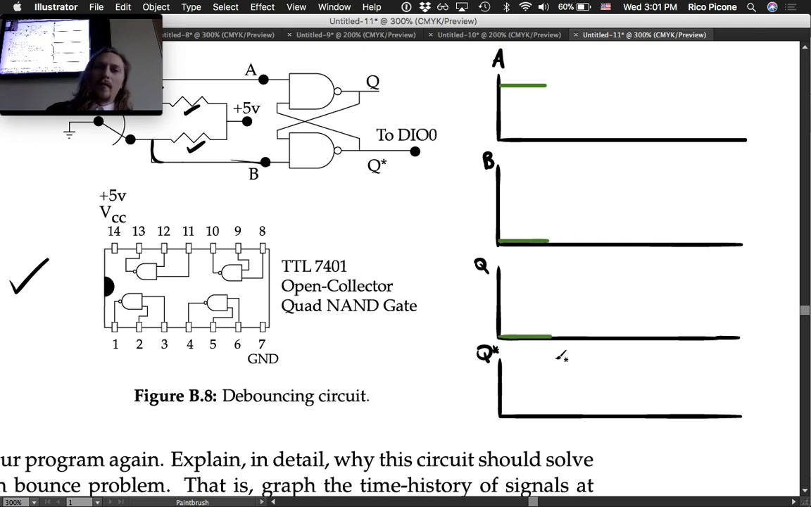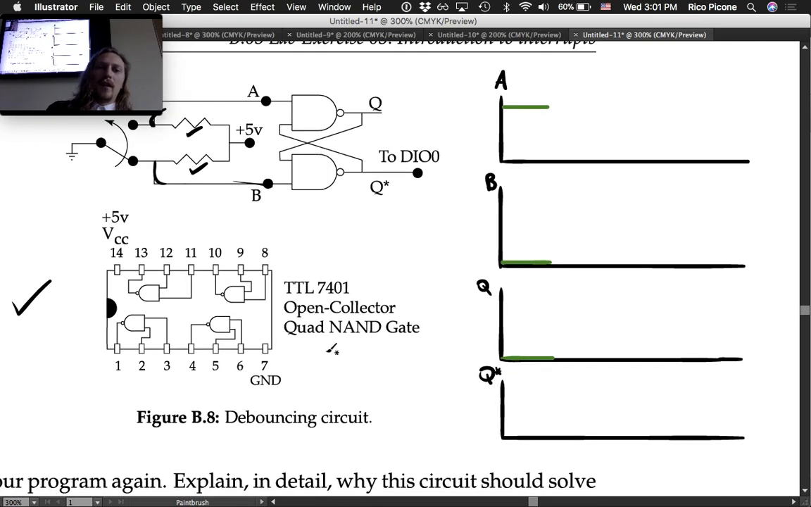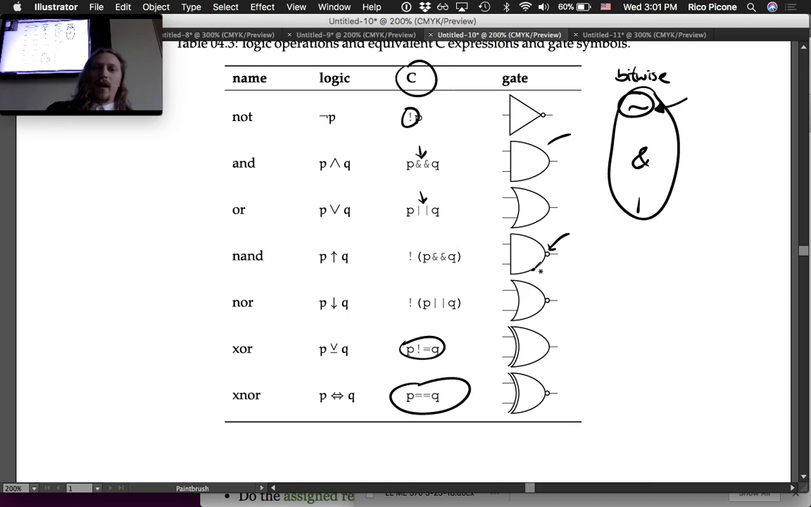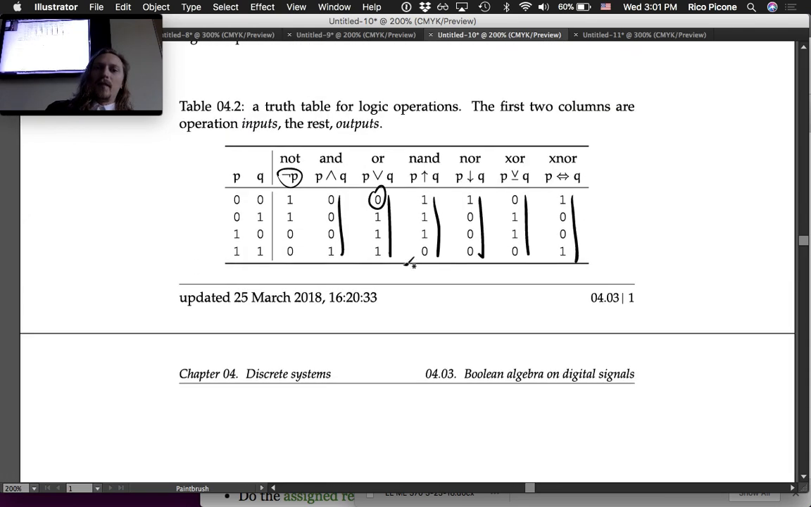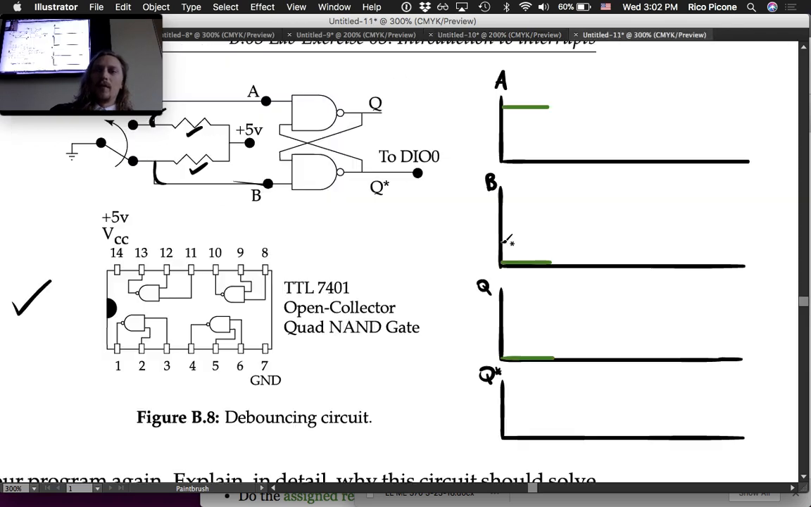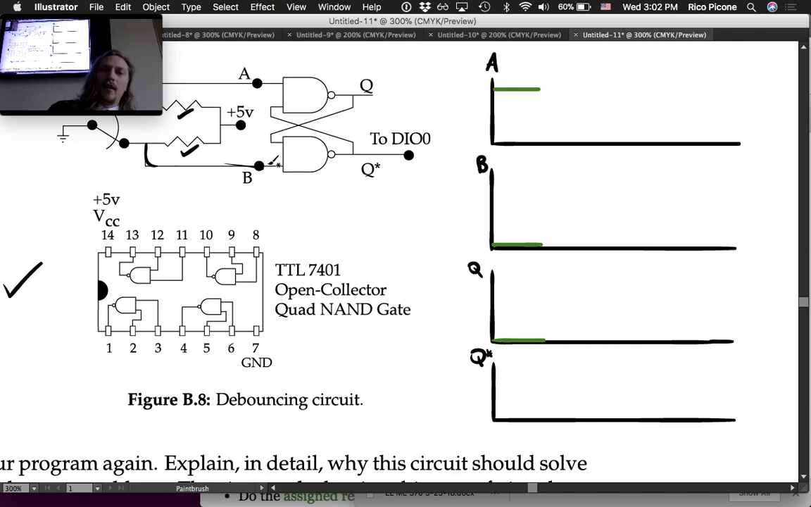And then Q star. So remember, these are not AND gates, right? So let's review what a not AND gate does. So a not AND gate is AND and then not, right? And if we look at the truth table, a NAND gate is the opposite of AND. So it's true whenever they're not both true. Okay? So the only time that it's false is when both are true. The only time when it's 0 is when both are true. So if B starts out as false, it doesn't even matter what Q is. Q star is going to be true.